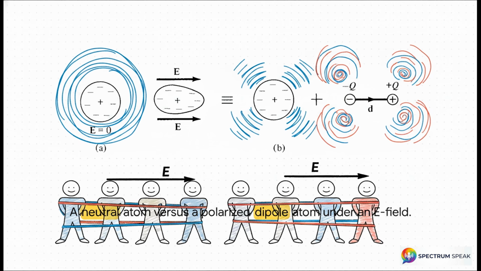When you apply an external electric field, which we call E, it acts like a force pulling on those rubber bands. The positive charge is displaced slightly in the direction of the field, and the negative charge gets displaced in the opposite direction. The rubber bands stretch, right? But they don't break free. This stretching creates an electric dipole, and when this happens, we say the dielectric is polarized.